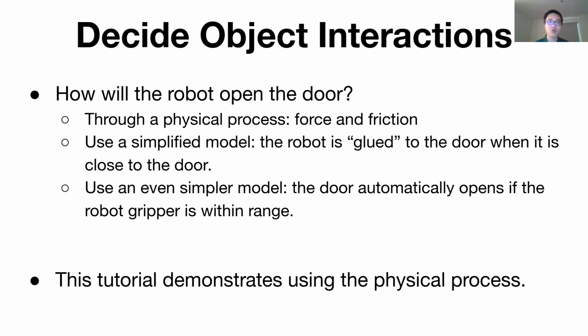Glue the robot to the door when it is closed. Or we can make the door opening even simpler. It opens automatically when the gripper is closed. The choice really depends on the scope and definition of tasks. And all the choices above can be useful in certain situations. Here, we will show the physical process.